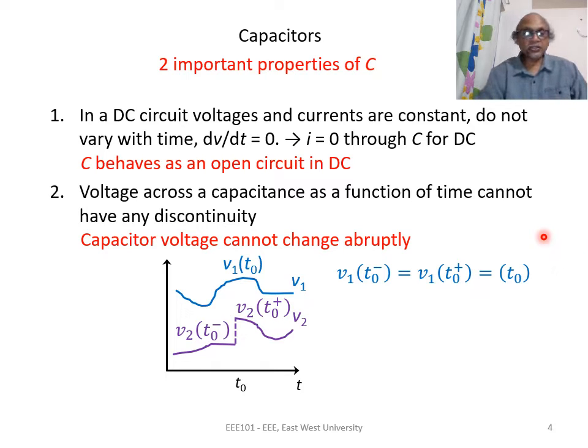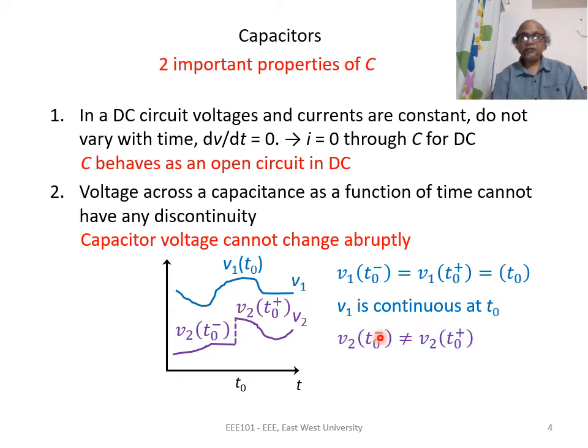There is no discontinuity. However, if we look at V2, when approaching from the left, the value that we get is this. We call it V2(t0 minus). When approaching from the right, we get this value, V2(t0 plus). And it is clearly seen that V2(t0 minus) and V2(t0 plus) are not equal. If they are not equal, we say that the voltage V2 has a discontinuity at t equal to t0.